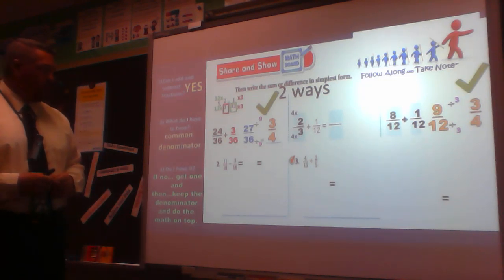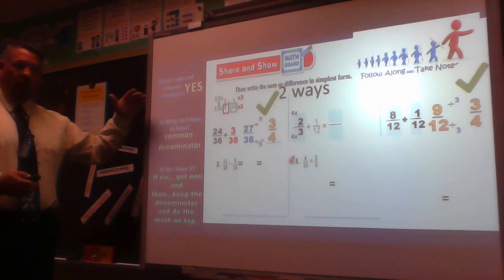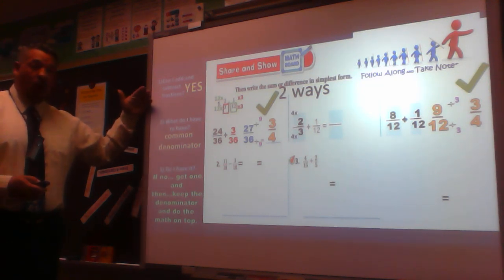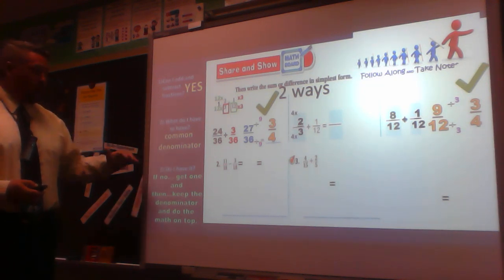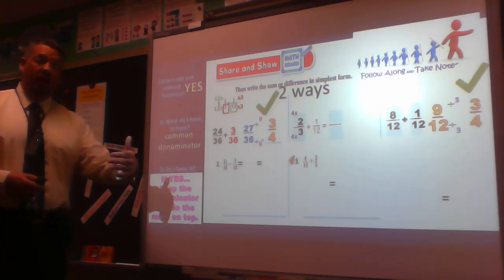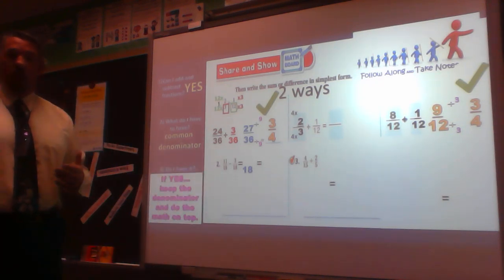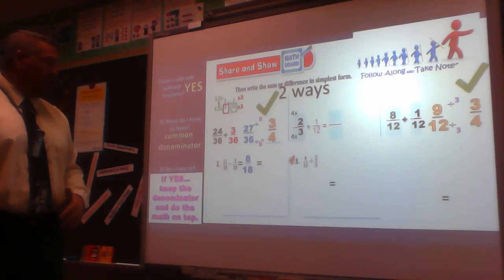All right, so when I come down to number 2 and I start looking at it, then same questions. Yes, I can subtract. I need a common denominator. Do I have it? Yes, indeed. So all I have to do is keep the denominator, which is 18, and then I can do the math with my numerators. And 11 minus 3 gives me 8.